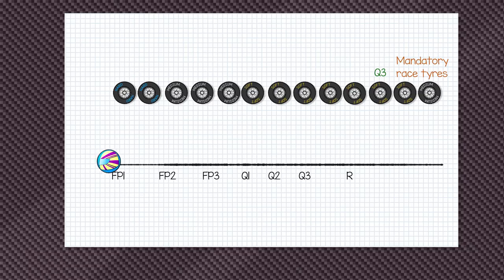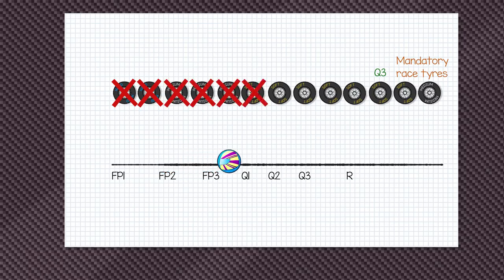You have to give one set back 40 minutes into the first practice session, one set back at the end of that session. You give two sets back at the end of free practice two and two sets at the end of free practice three. Drivers can hand back whichever tyres they want, but obviously they'll start handing back the ones they've used the most.